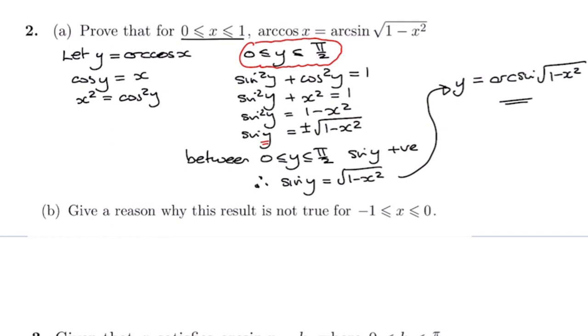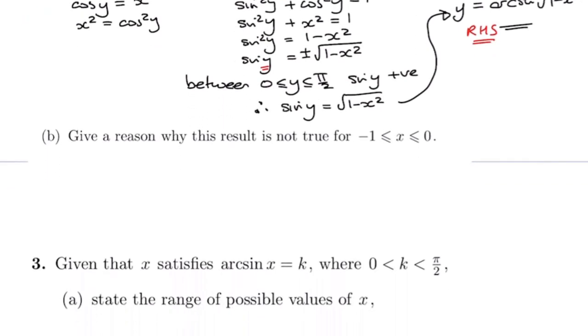So I've got from one side to the other side. I've got from the left hand side, remember, this was the left hand side, and I've now got to the right hand side. Now it says, give a reason why this result is not true for -1 being less than or equal to x being less than or equal to 0.